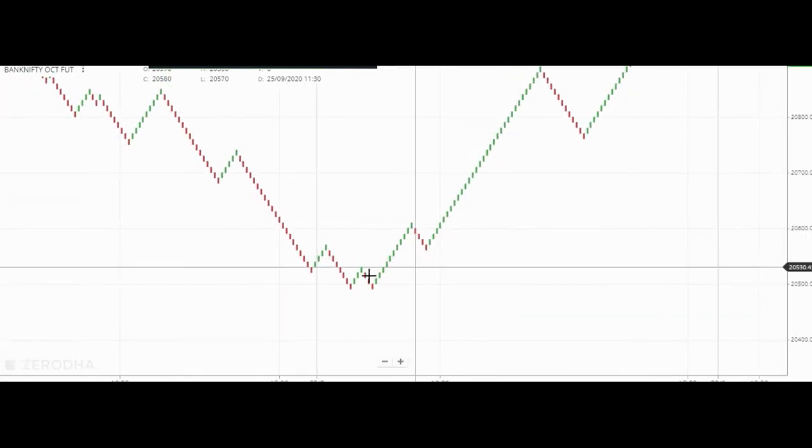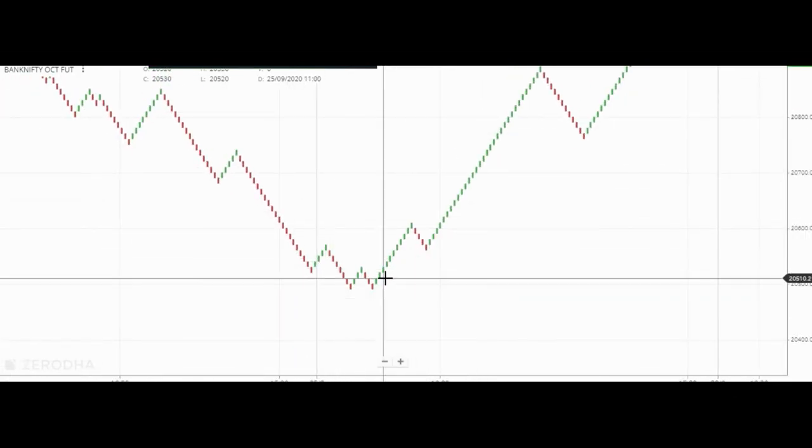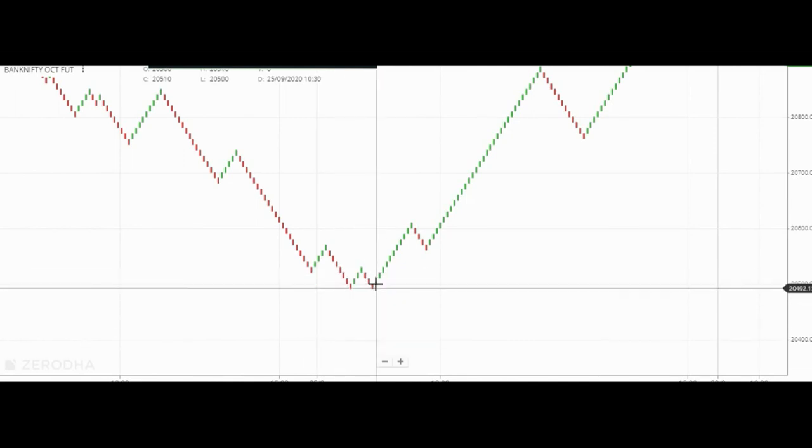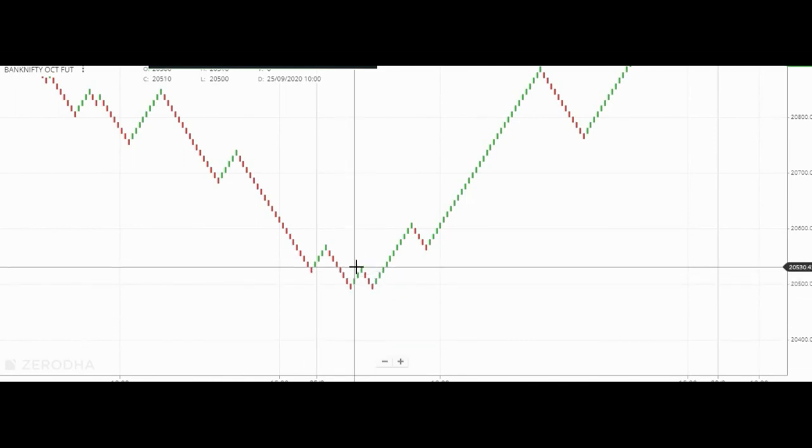So here W pattern formed. See, that is on 25th September. W pattern is formed. Once the W pattern is broken outside, we have to take the buy entry. Okay, that is here.